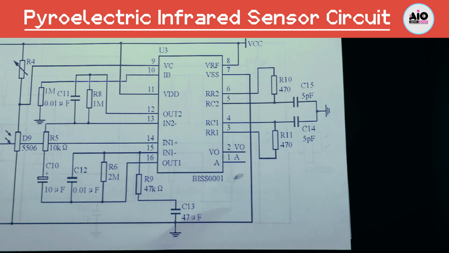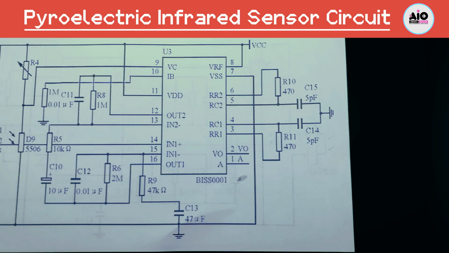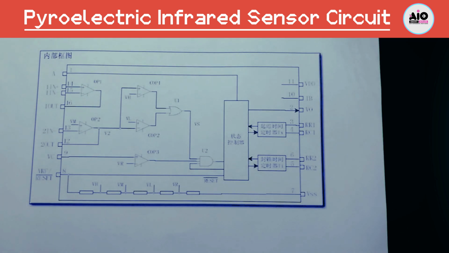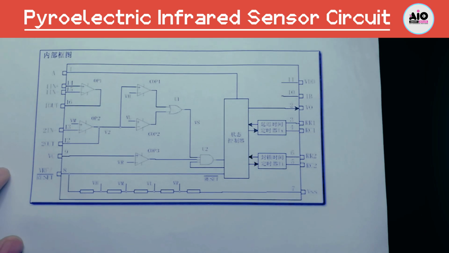Let's briefly understand its working principle through its internal structural framework. This part is the BIS0001. The two on the far left in the internal structure diagram are the operational amplifiers, and the two here are the bidirectional amplifiers.